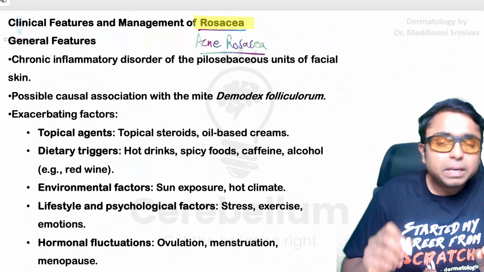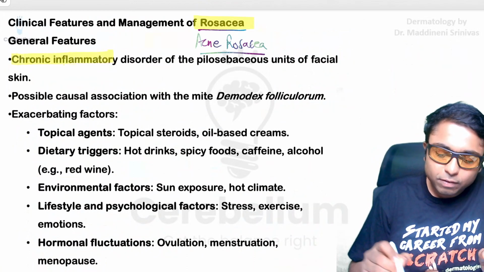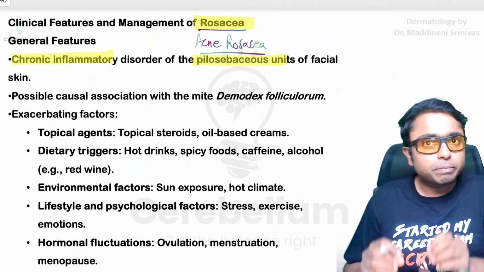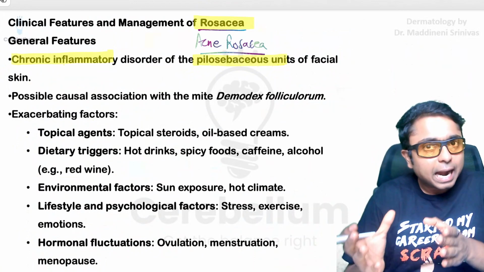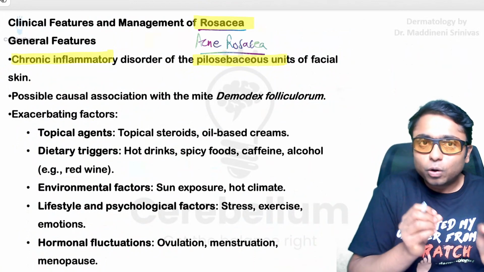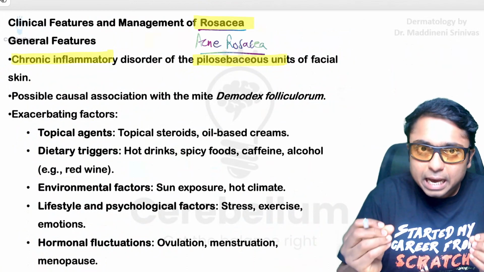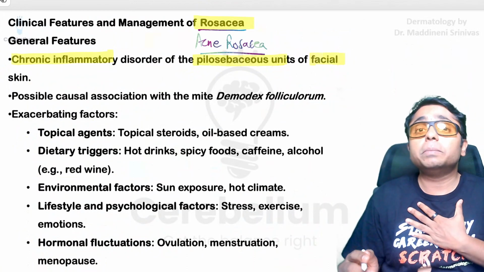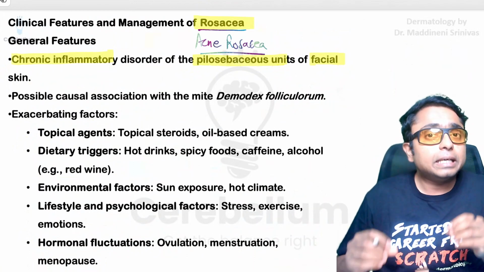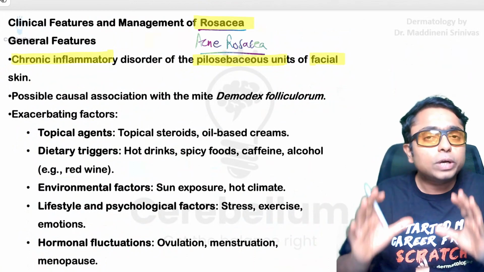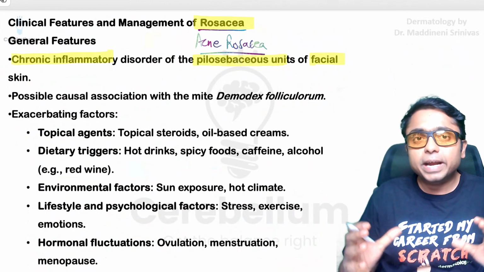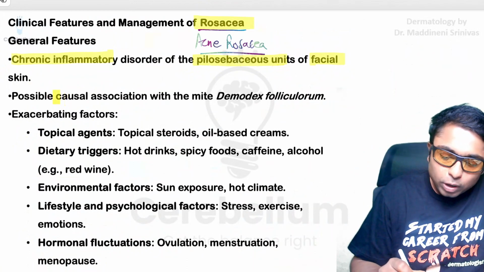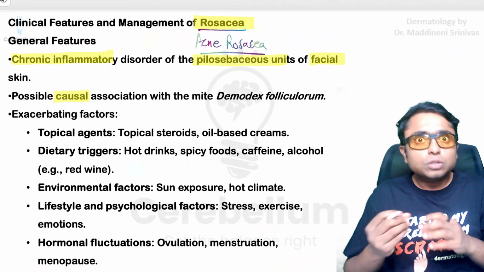There are certain similarities. Both of them are chronic inflammatory disorders of the pilosebaceous unit, that is the sebaceous gland and the hair follicle. Okay, but in acne vulgaris the involvement of face will be there and also trunk will be there, whereas in rosacea the lesions or the skin changes are only going to be limited or confined to face. So what are the causal associations in rosacea?